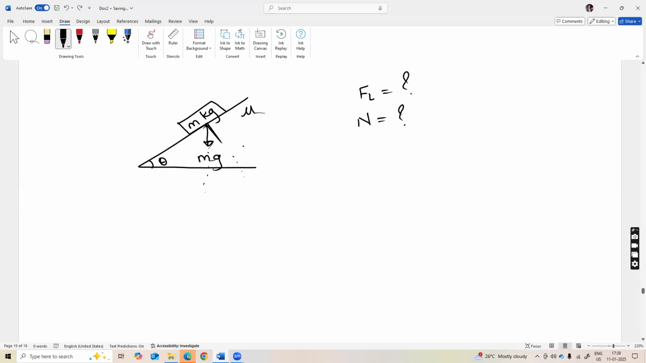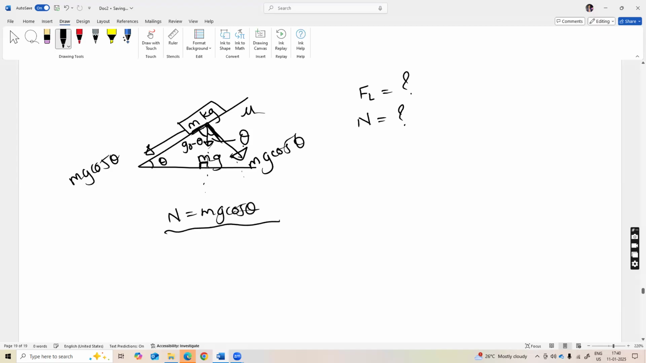So the angle of the wedge is given as theta. If this is 90, this angle is 90 minus theta. And again since this is 90, this total angle also becomes equal to theta. So now if you draw the components of this mg along this direction and along this direction, then this direction will become mg cos theta. Got it, sir. The normal reaction is equal to mg cos theta.